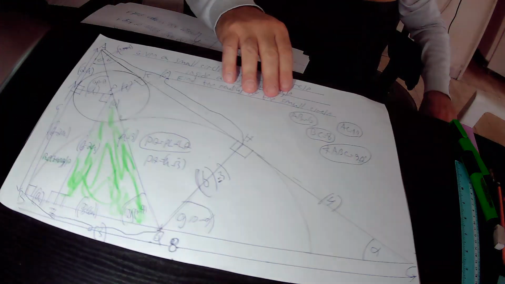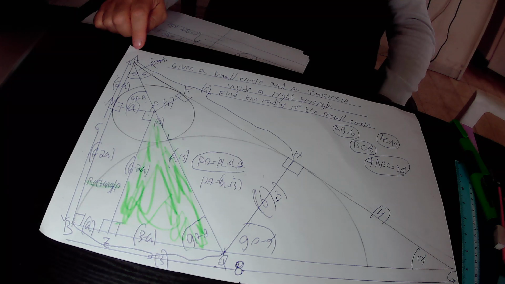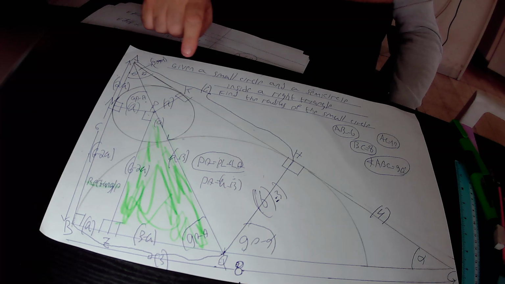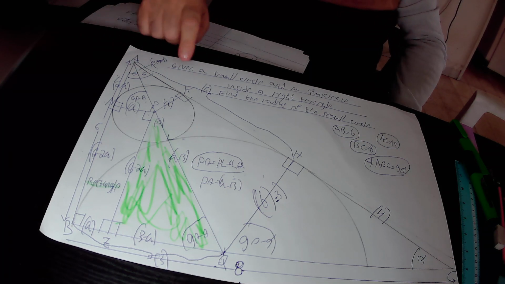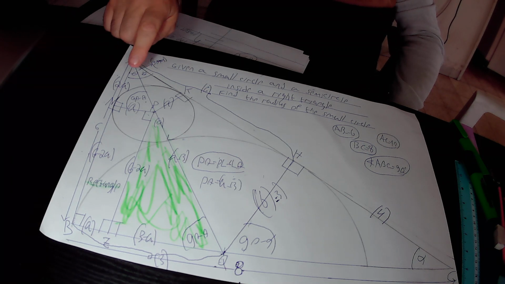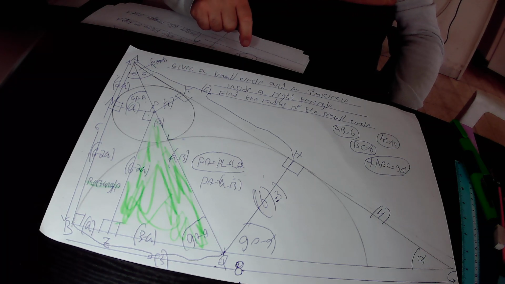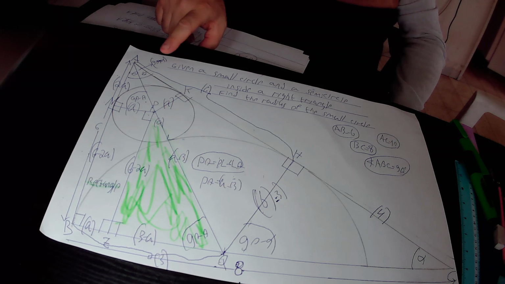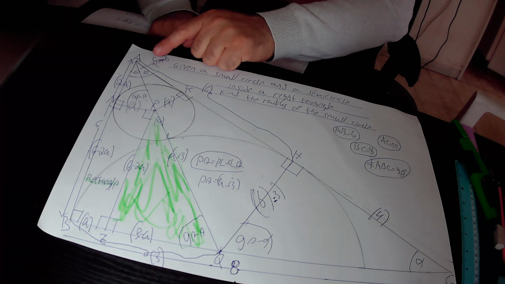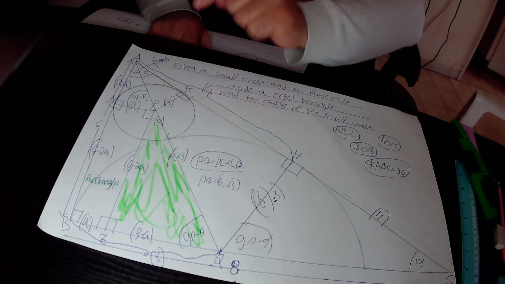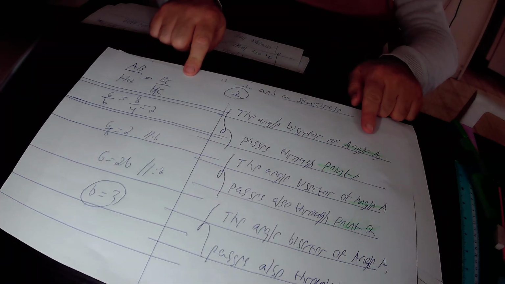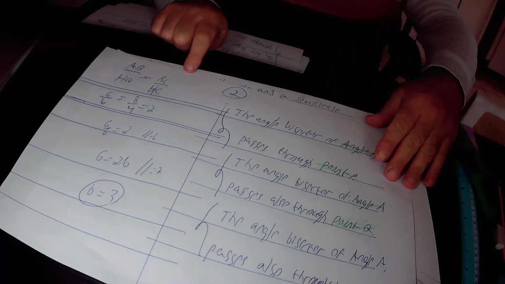In our drawing, if you focus on this common point A, we have two tangents to this small circle, tangent AN and tangent AK. By drawing the two tangents AN and AK, we created this angle A. According to rule 15, the angle bisector of this angle A must pass through point P, that is the center of this small circle. Again, the angle bisector of angle A must pass through point P, the center of the small circle.